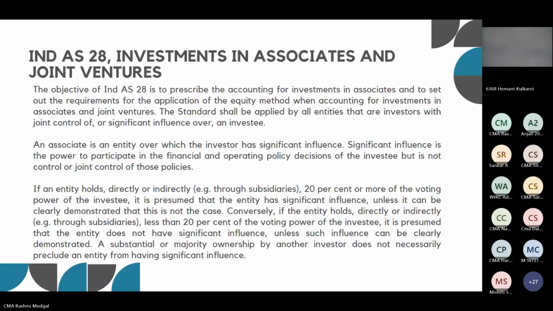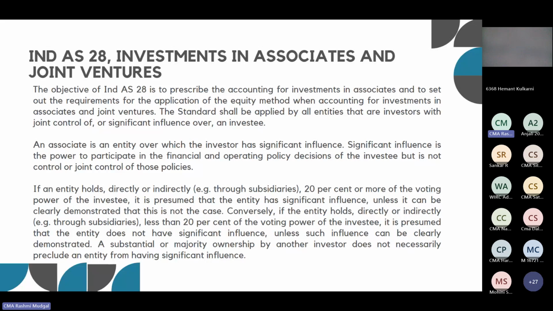An associate is an entity over which the investor has significant influence. Significant influence is the power to participate in financial and operating policy decision making. What is significant? Where I have 20% or more voting rights or equity power, that is taken as significant influence.